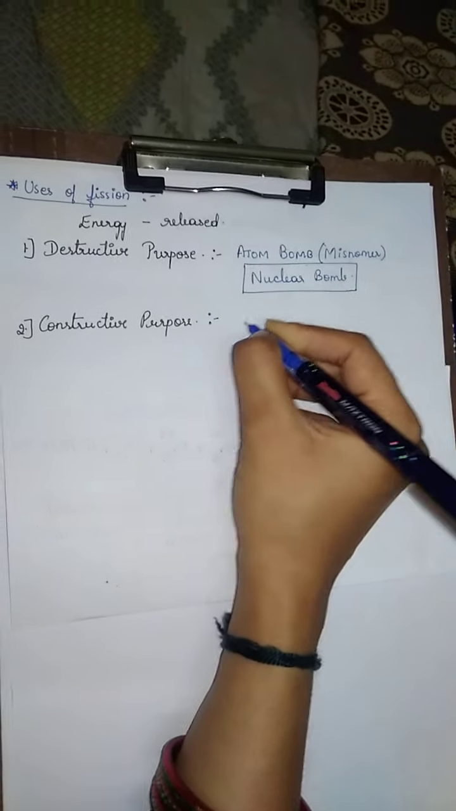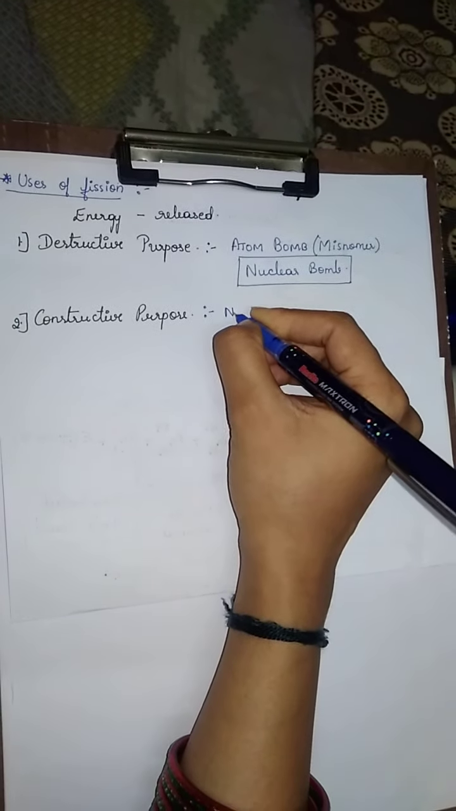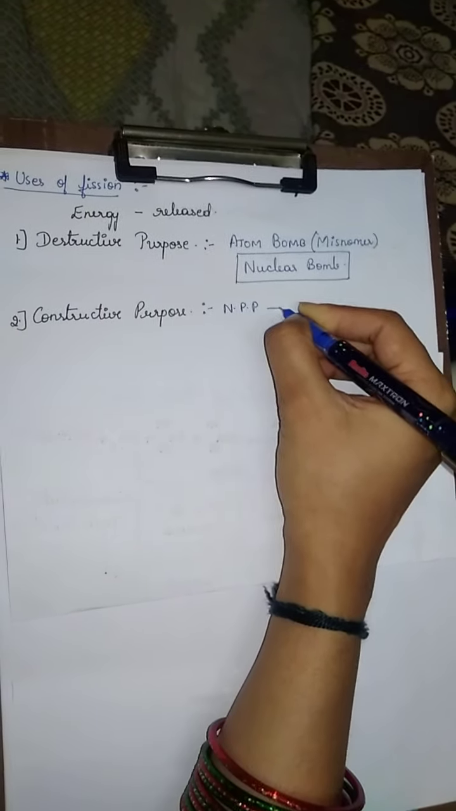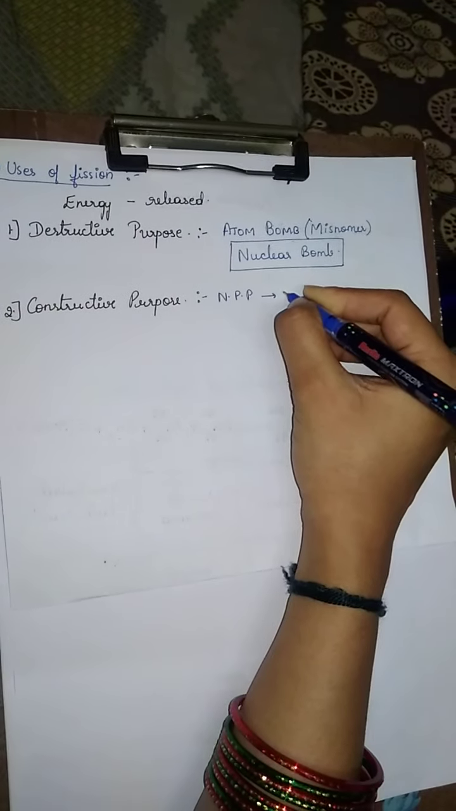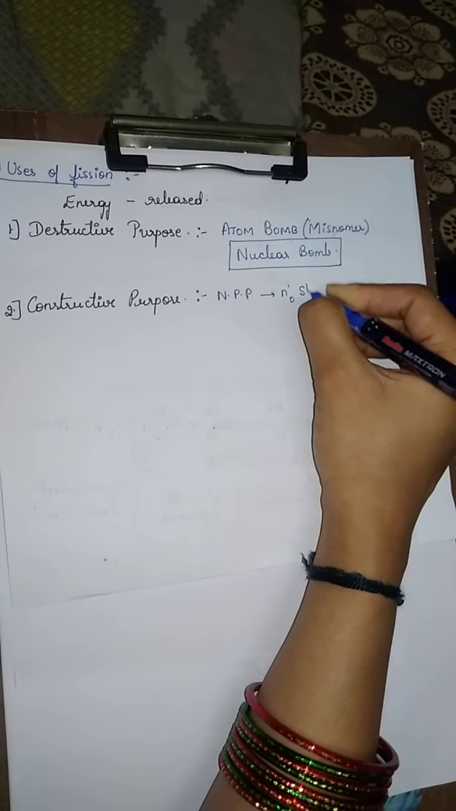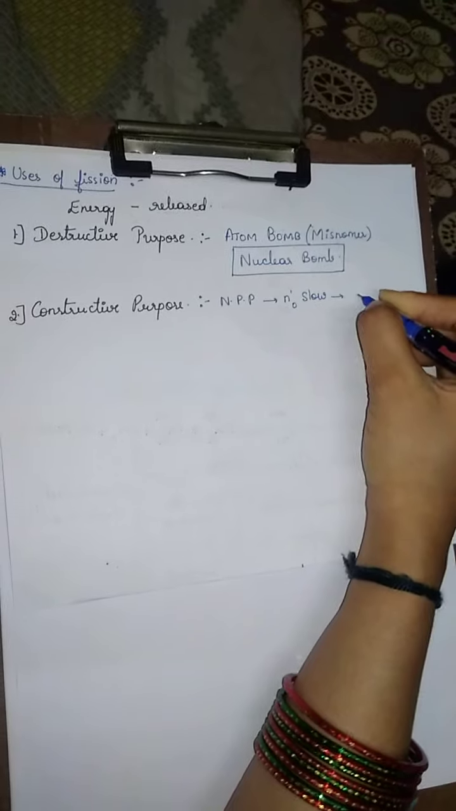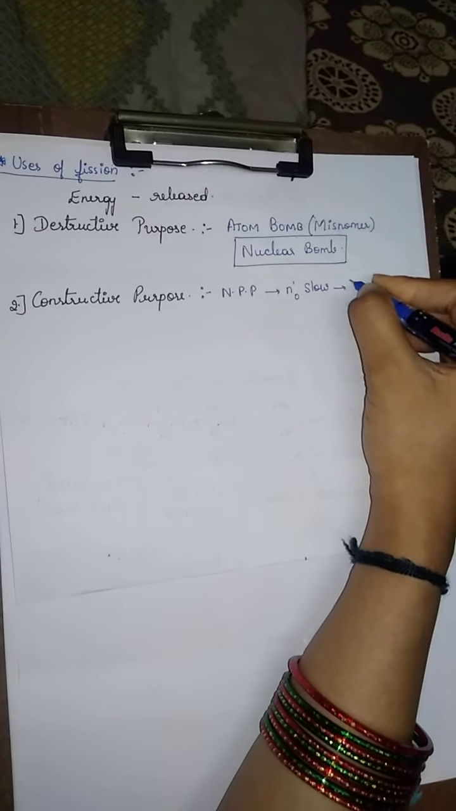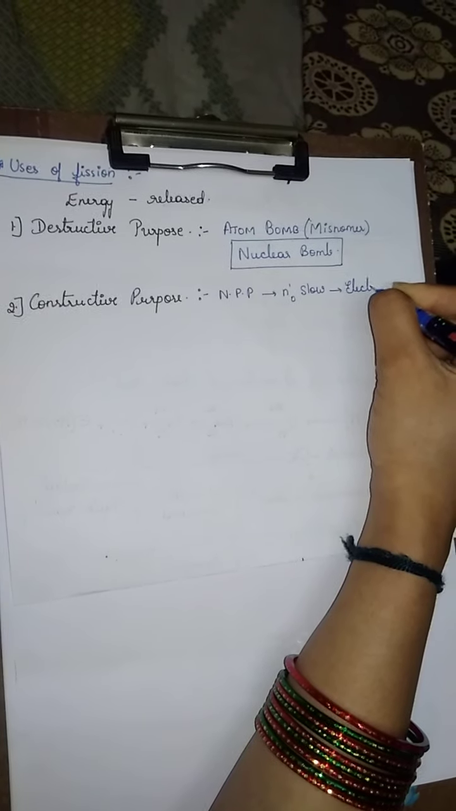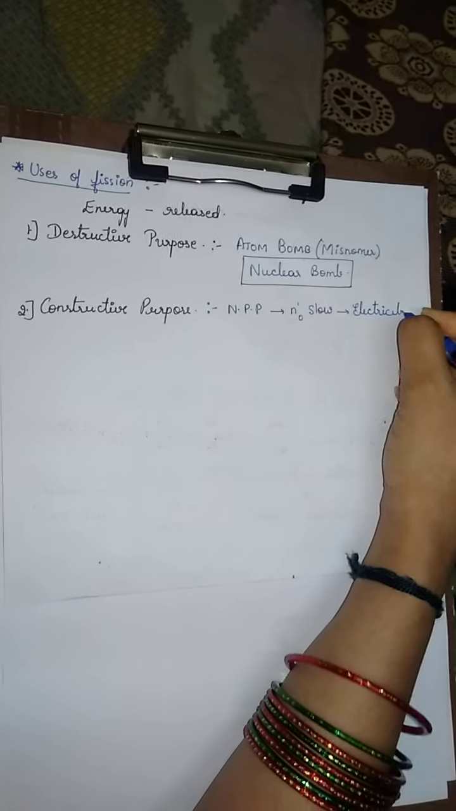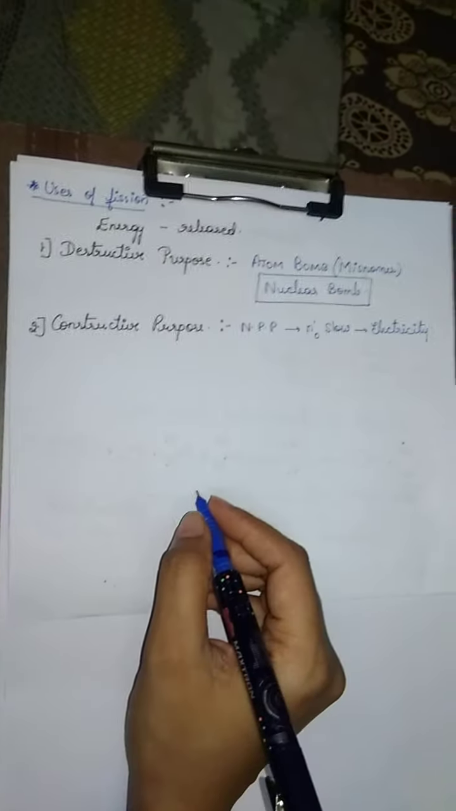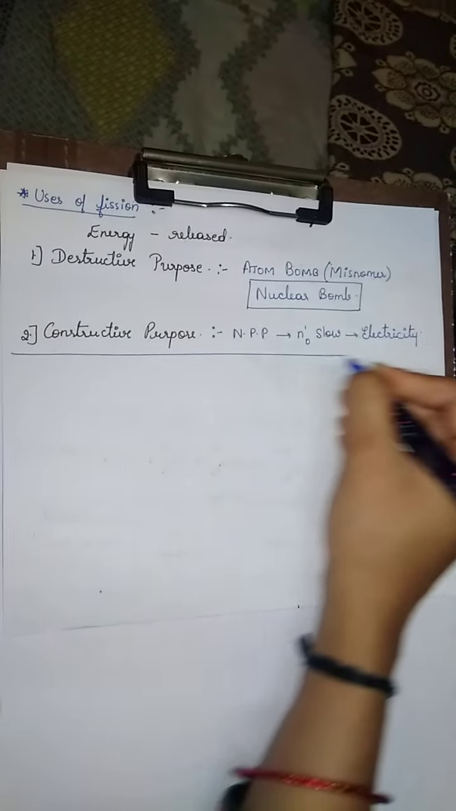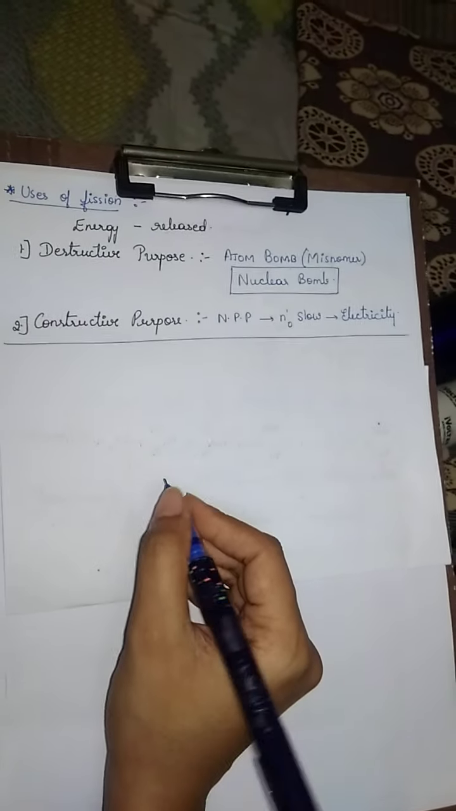Now what about the constructive process? These are used in nuclear power plants, where the neutrons are slowed down, or the process is slowed down, and this energy is used for the generation or production of electricity. So these are the destructive and constructive purposes.